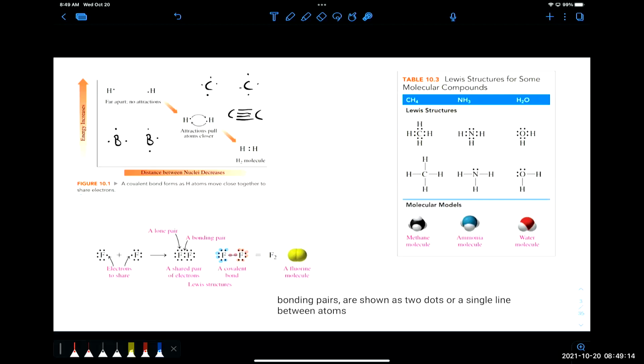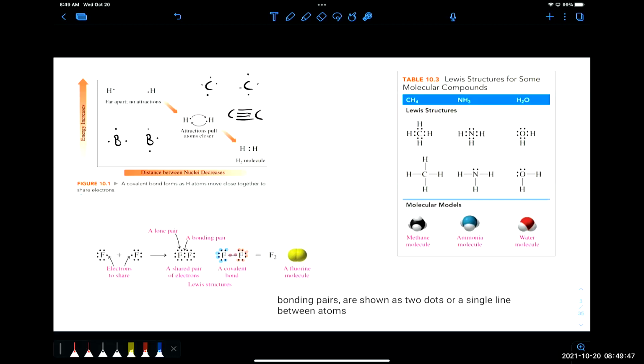And then we can redraw these with those bonds as lines. And then we also have these space filling models here. And so you'll need to know how to draw Lewis structures and then also Lewis structures with lines as bonds. I'm not going to have you draw, this is not an art class. You're not going to have to draw 3D space-filled models. Any questions there?